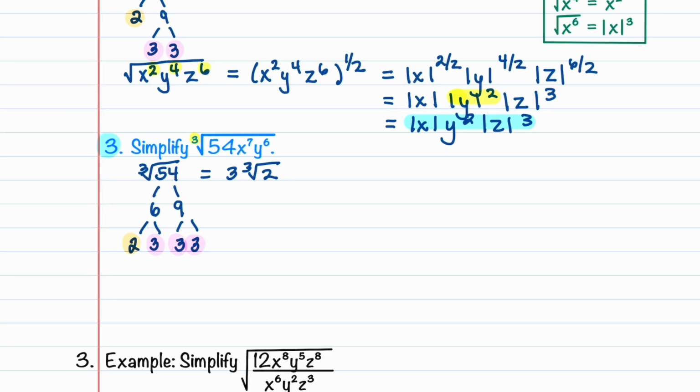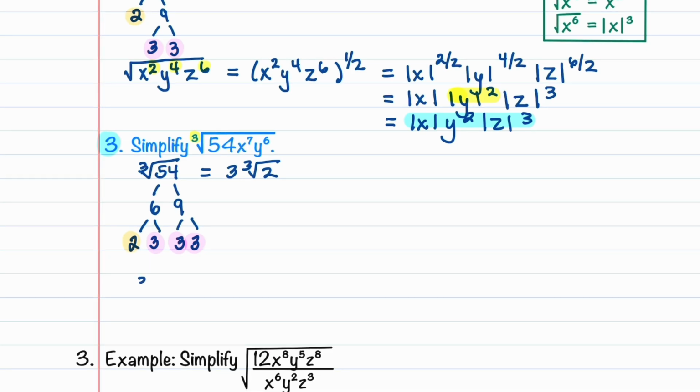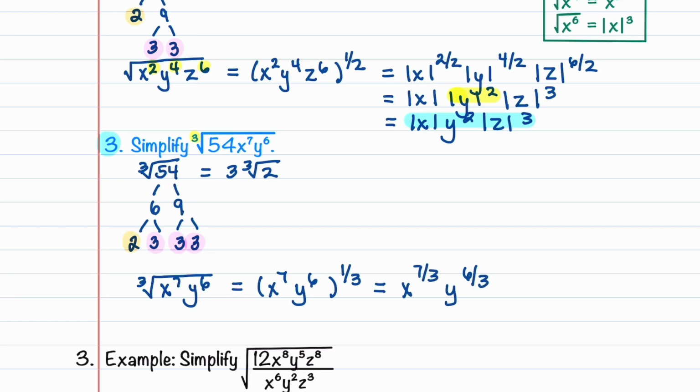Let's now simplify the cube root of x to the 7th, y to the 6th. Let's write this in terms of fractions. So this becomes x to the 7th, y to the 6th, and our cube root is equal to the fraction 1/3. This gives us x to the 7/3 times y to the 6/3.